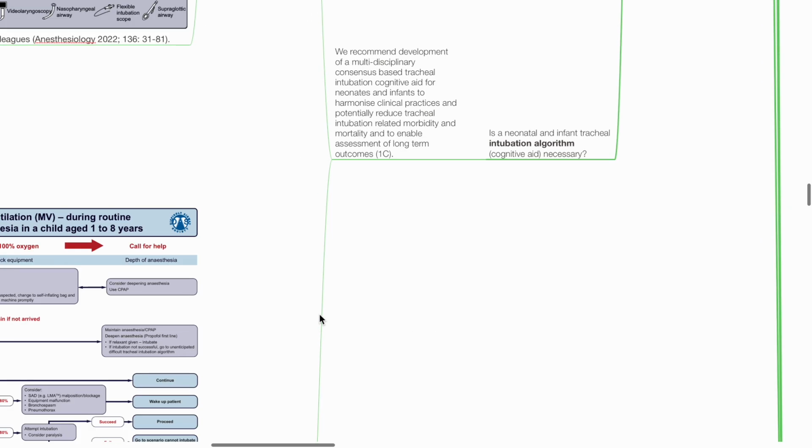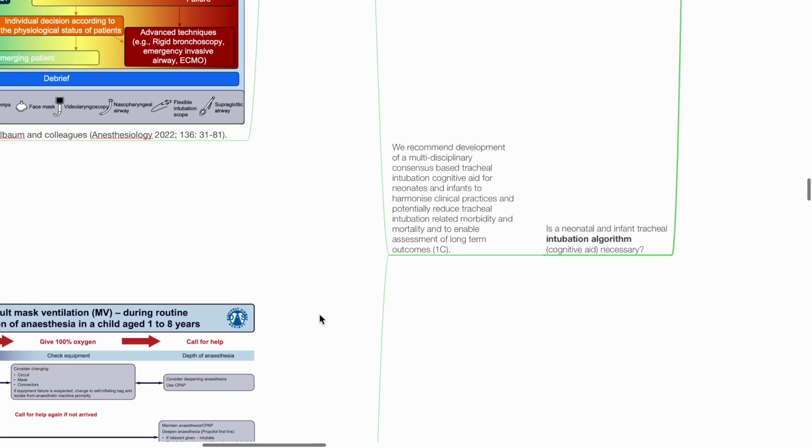Can a supraglottic airway device be an alternative to tracheal tube in difficult airway or emergency situations? It is recommended to use supraglottic airway device for rescue oxygenation and ventilation when tracheal intubation has failed or face mask ventilation is inadequate. Is a neonatal and infant tracheal intubation algorithm necessary? It is recommended to develop a multidisciplinary consensus-based tracheal intubation cognitive aid for neonates and infants to harmonize clinical practices and potentially reduce tracheal intubation-related morbidity and mortality to enable assessment of long-term outcomes.